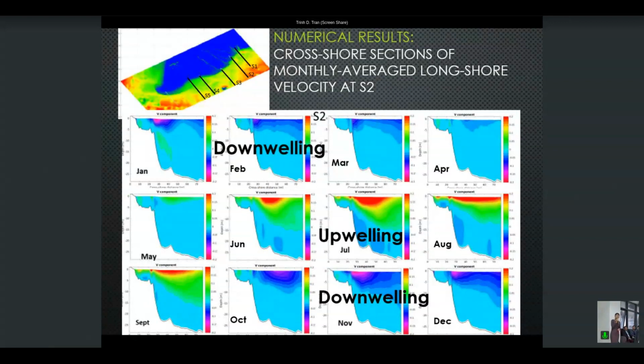And this is the cross-shore section for the longshore transport. It forms a very strong but narrow and deepened coastal jet from the north to the south during the winter season.